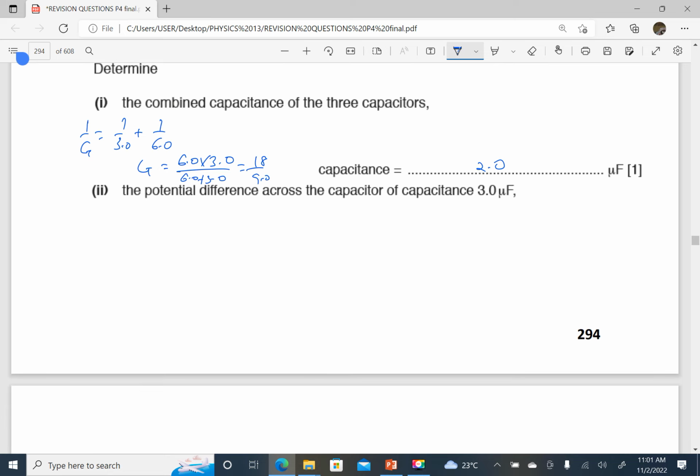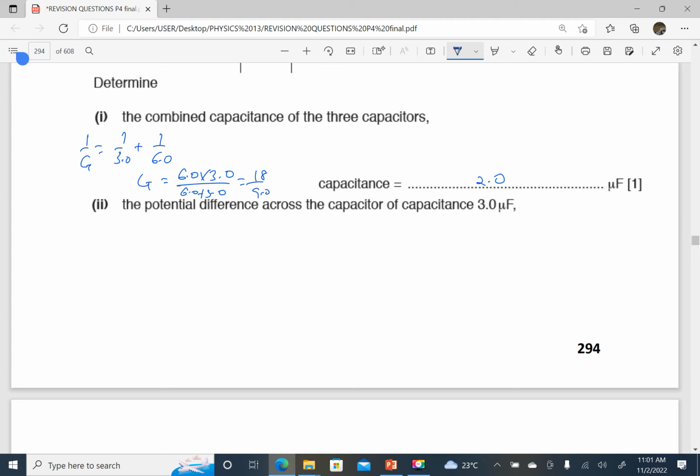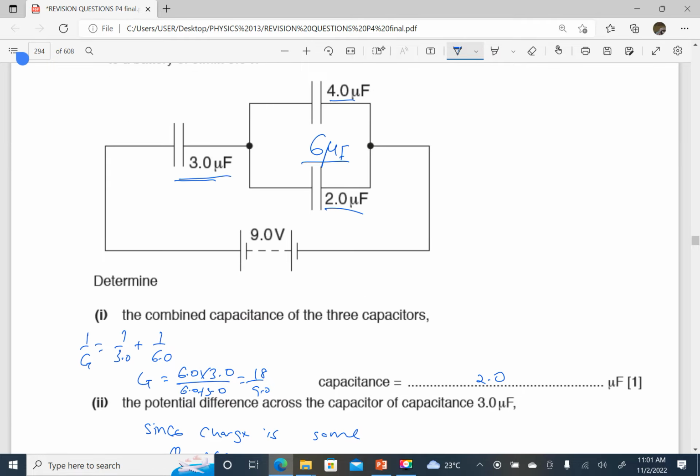So the simplest is to use same charge. Since charge is the same, and yet we know that charge is equal to C times V. For 3 microfarads, I'll say the PD across this one, let it be V. And then the PD across the parallel combination will be 9.0 minus V. But remember, charge is the same.